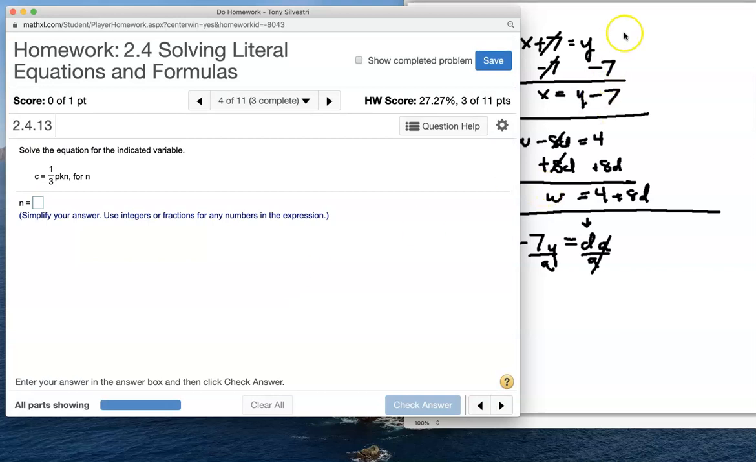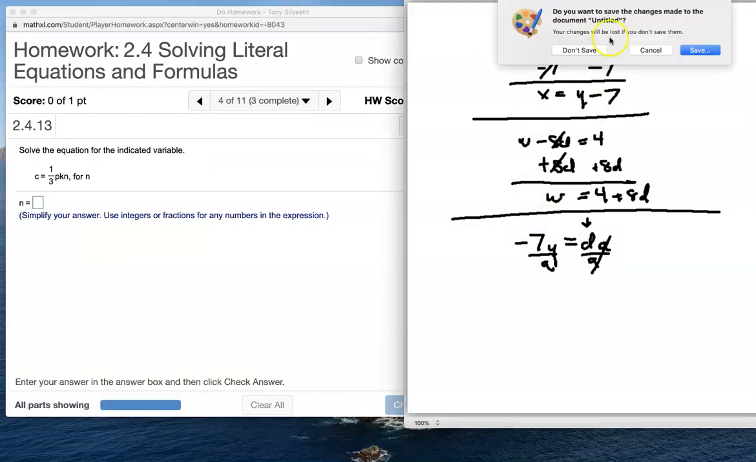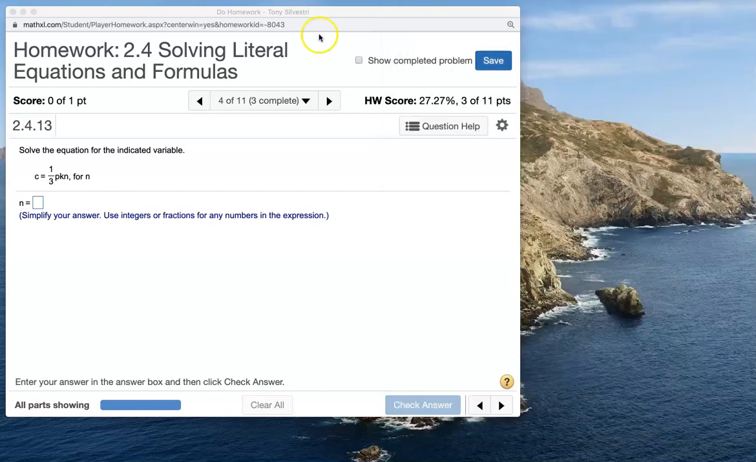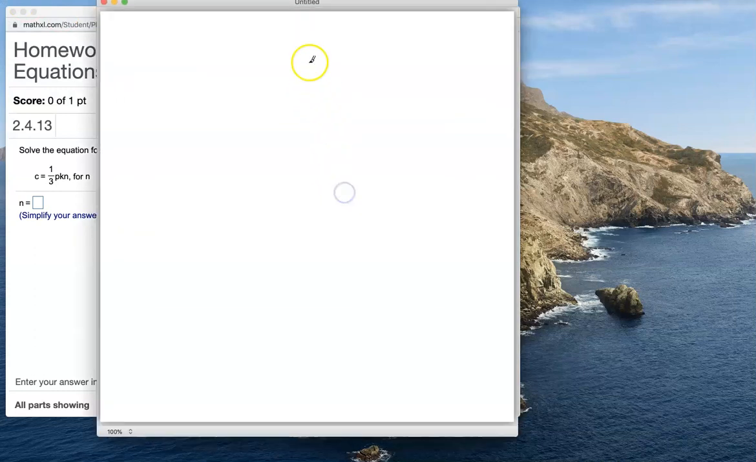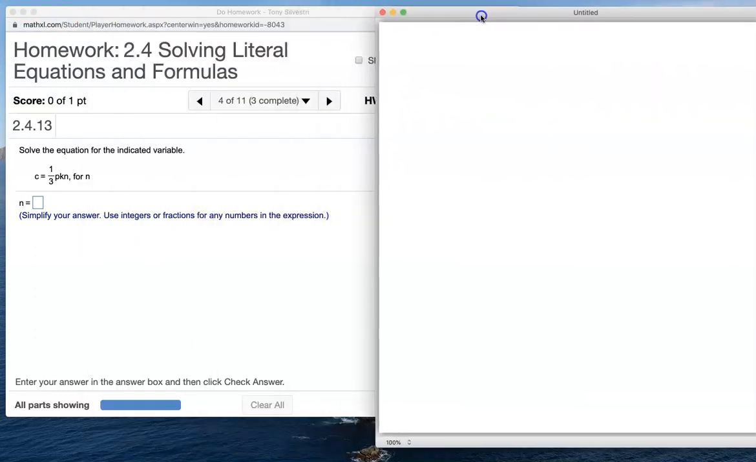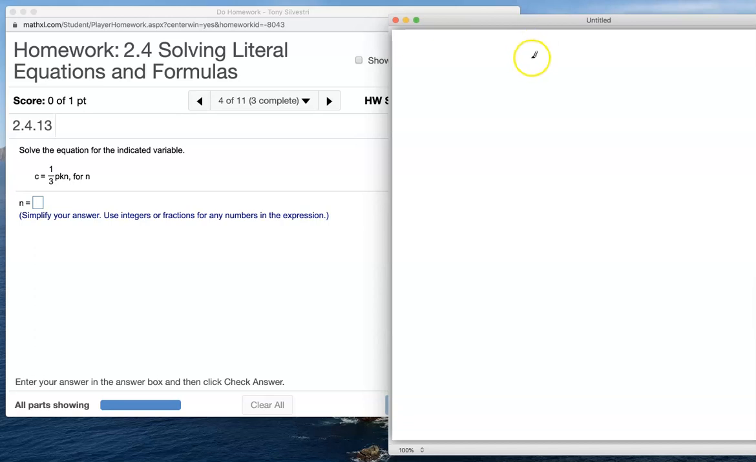Okay, boy, look at what we got here. We beat up on this piece of paper, so let's get rid of this. File, new. Okay. Let's say C equals 1/3 PKN. Okay, so this is the problem. What are we supposed to do here?